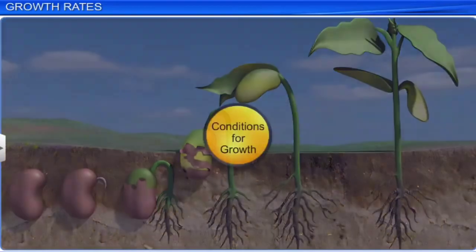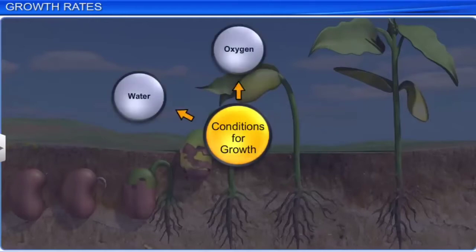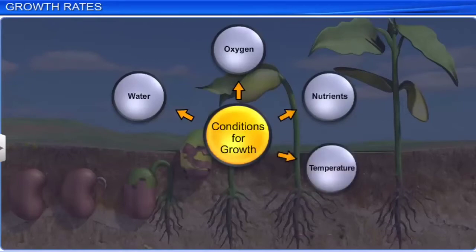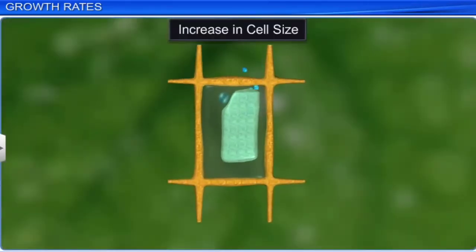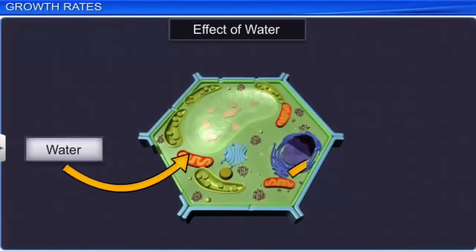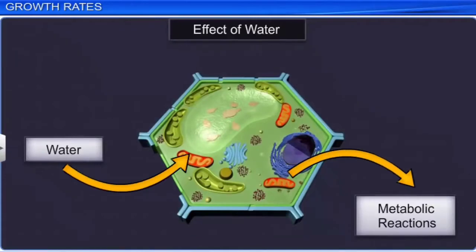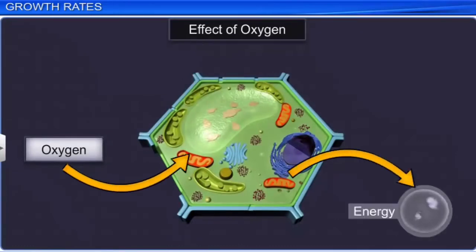Plants require specific conditions for growth. These include water, oxygen, nutrients, temperature, light, and gravity. The increase in cell size is due to the absorption of water. Water also acts as a medium for metabolic reactions required for growth. Oxygen is required by plants for the release of energy in food.